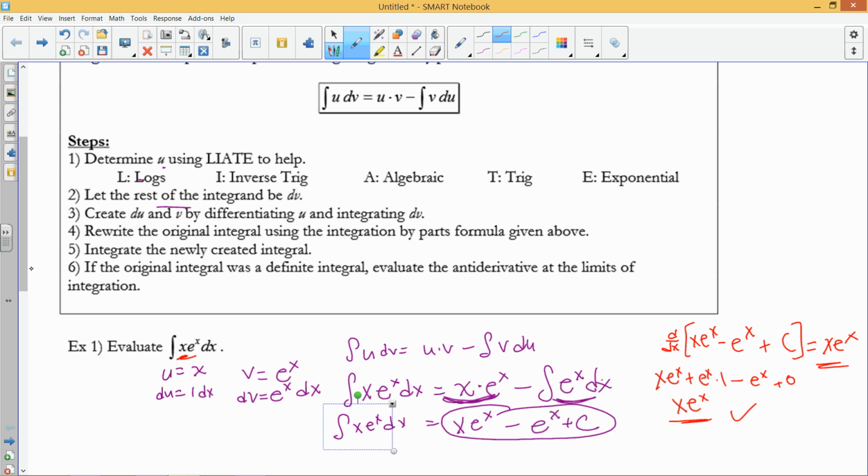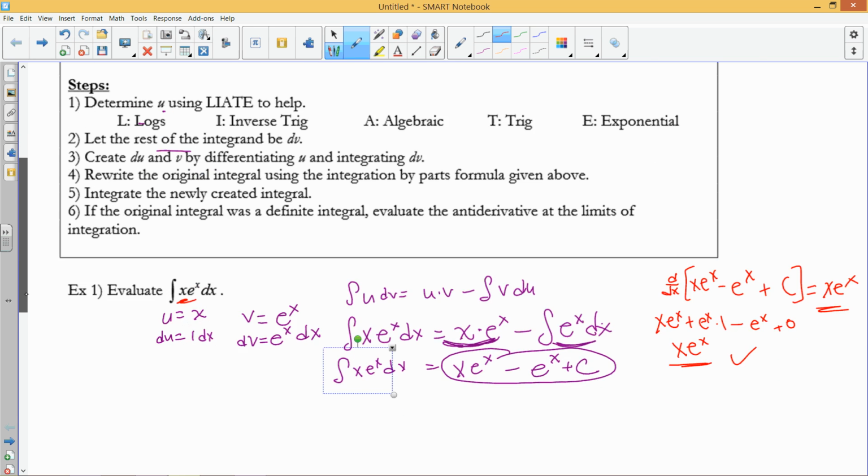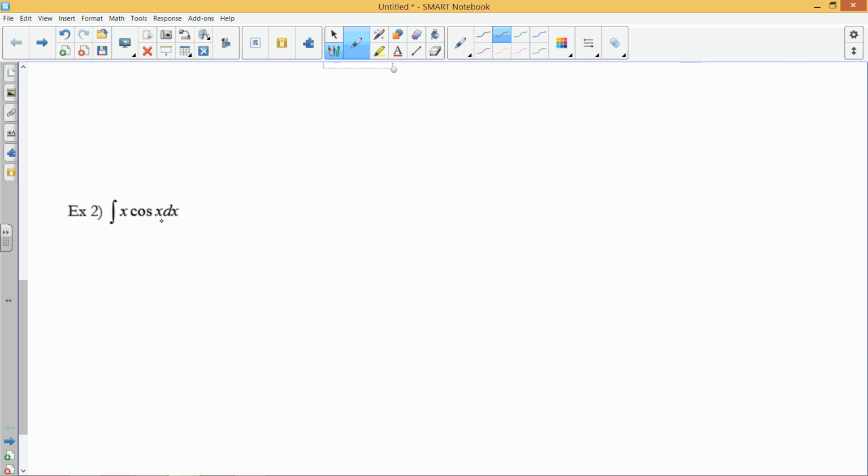Okay, so let's do it again. The integral of x cosine x dx. All right, so the integral of u dv equals u times v minus the integral of v du. Step 1, figure out what u is using LIATE.